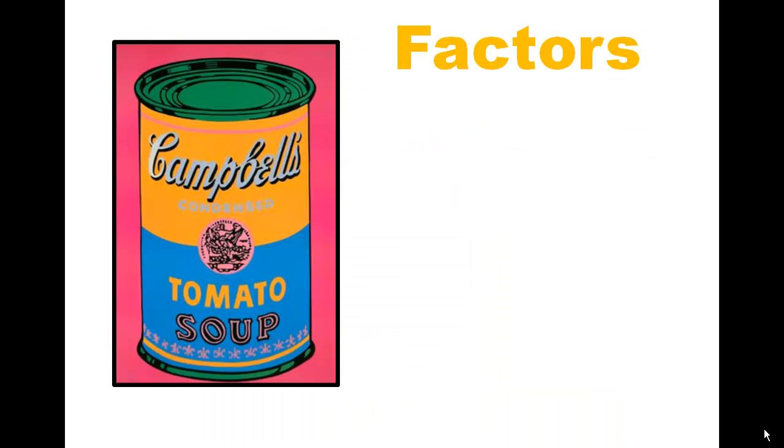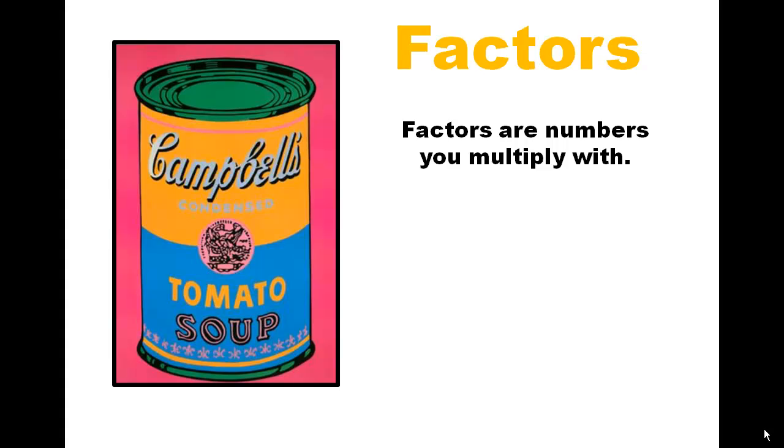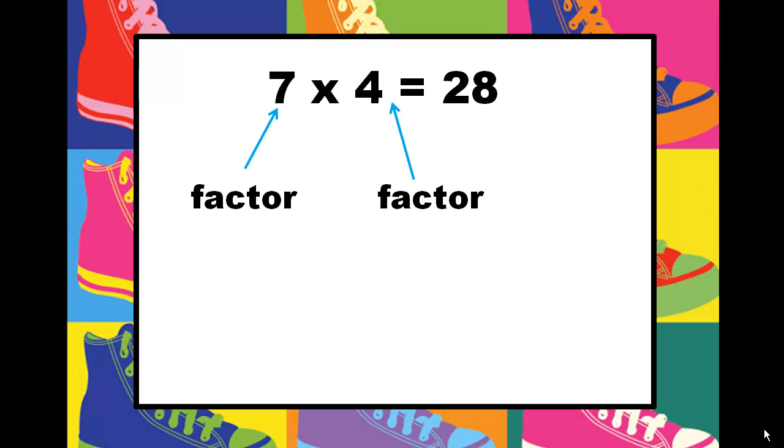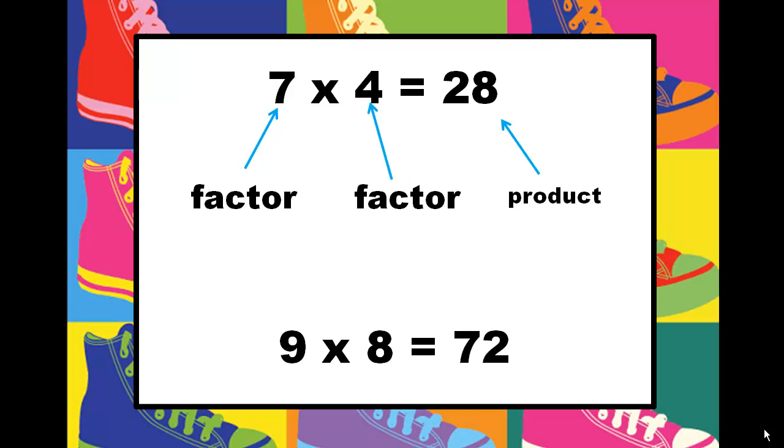The first letter in the alphabet soup that we're going to take a look at is the F, which stands for factors. Factors are quite simply numbers that you multiply with. 7 times 4 equals 28. The 7 and the 4 are the factors, and the product is 28. I find rather than trying to memorize the definition, if I can just say to myself a few times, factor, factor, product, factor, factor, product, that gets it into my head what a factor is.